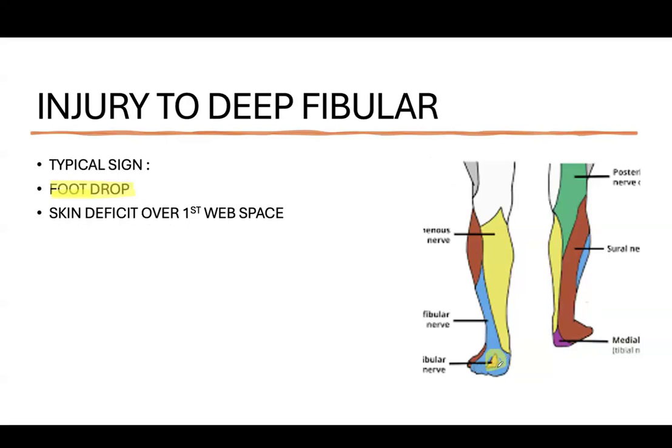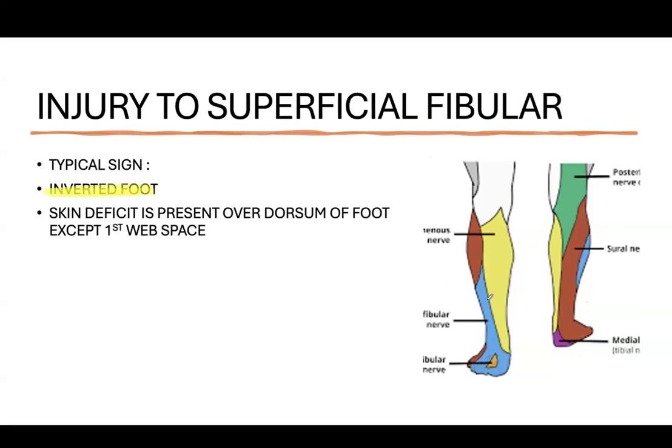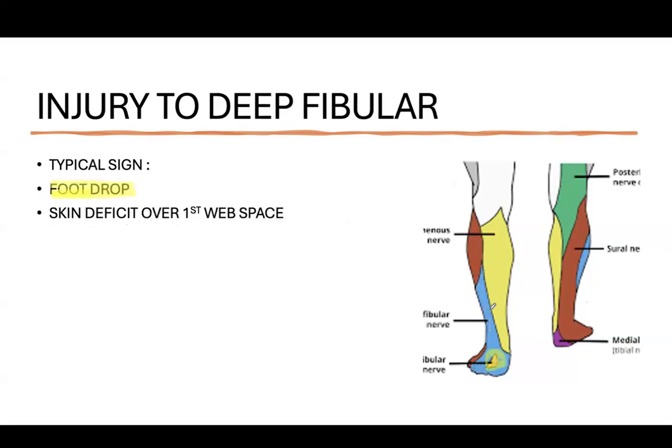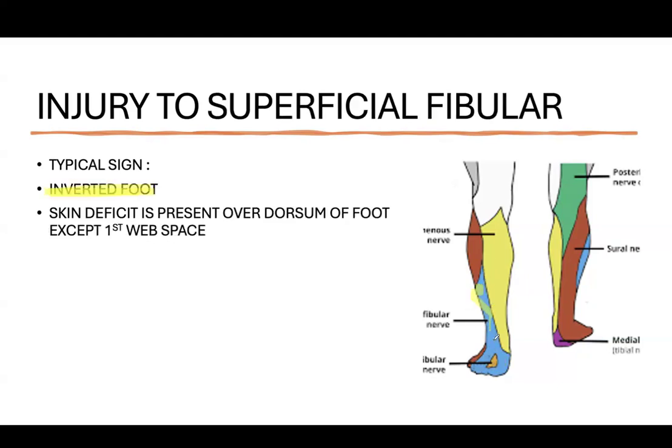In this case, the skin deficit was only the first web space and the rest of the foot was fine. And here, the skin deficit would be everything in the dorsum except the web space. You would still be able to feel sensations over your first web space if you have superficial fibular injury. But if you have deep fibular injury, you will be able to sense everything on the dorsum except this first web space. And if you have common fibular injury, then the entire dorsum, including both parts, would be lost. I hope that's clear.